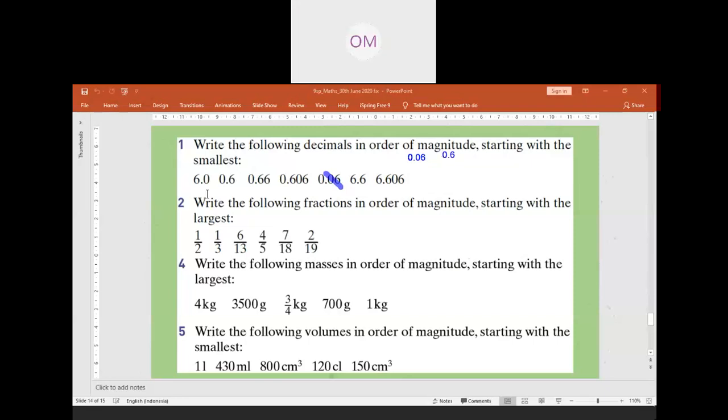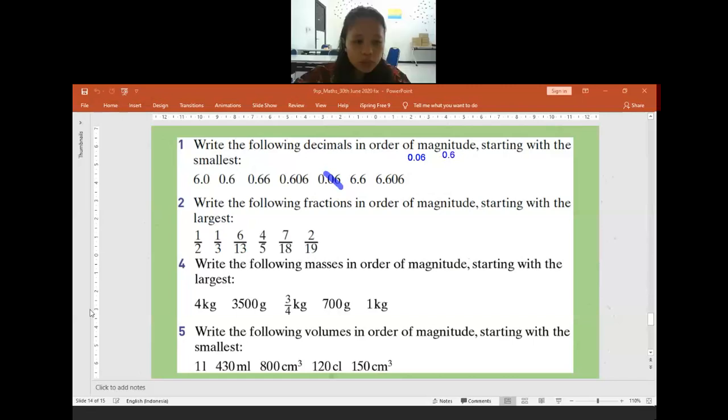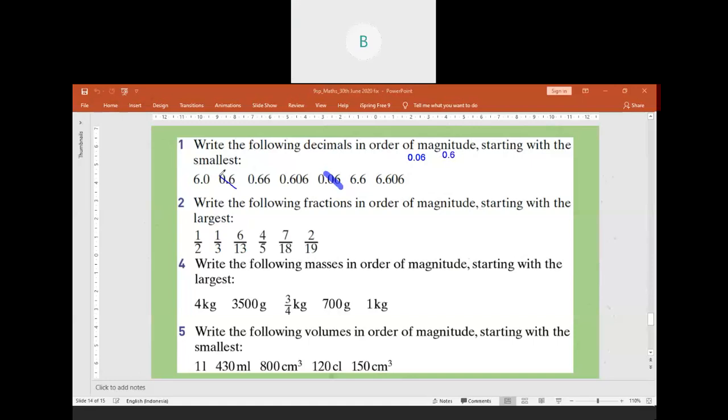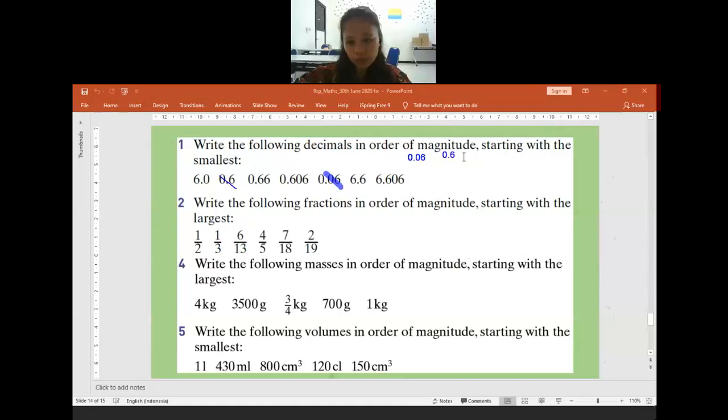No. Okay. After that, what number? After 0.6, 0.606. Okay. Anyone confused? 0.606. Okay. Is there anyone confused?